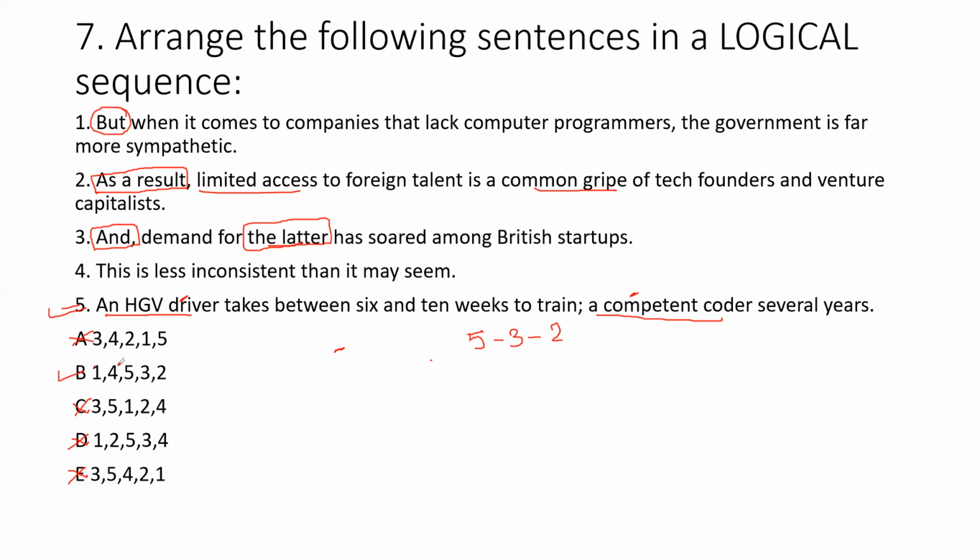Also, if you understand sentence 1, but when it comes to companies that lack computer programmers, the government is far more sympathetic. And fourth sentence states, this is less inconsistent than it may seem. And then it describes in the next part, how inconsistent is it? So B is the best option available. Let's look at question number 8.